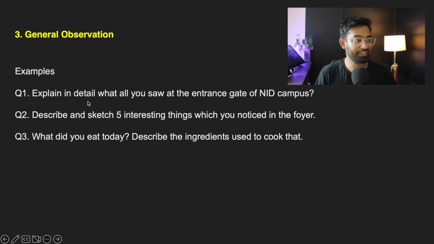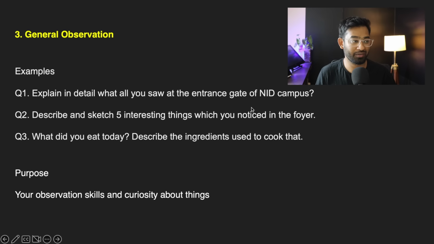The first question is, explain in detail what all you saw at the entrance gate of NID campus. The second example is, describe and sketch 5 interesting things which you noticed in the foyer. Question number 3, what did you eat today? Describe the ingredients used to cook that. You must have got a sense of what kind of observations they are talking about.